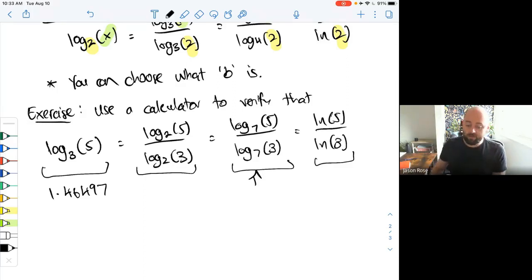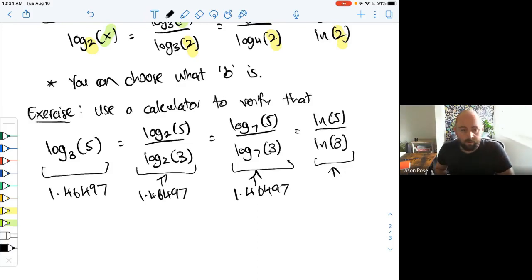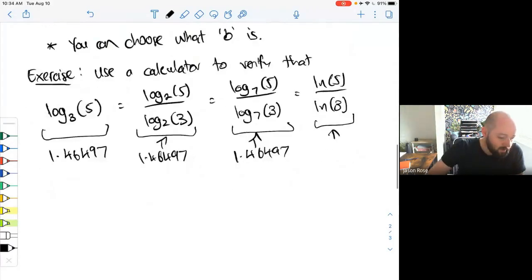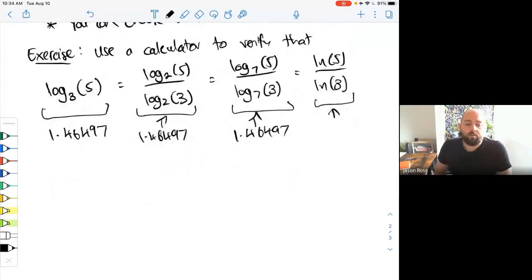And each time you do it, you're going to get 1.46497. And if you do it with the natural log as well, you're going to get the same thing. So yeah, that's really all I'm banging on about here. Now, you might be wondering why you might use this. Honestly, for a lot of logs that you see, you might be wondering why I'm going to use it.